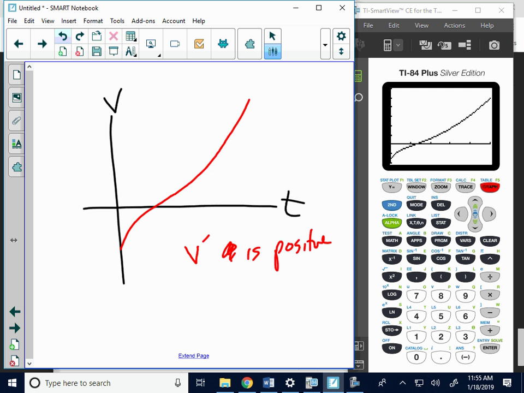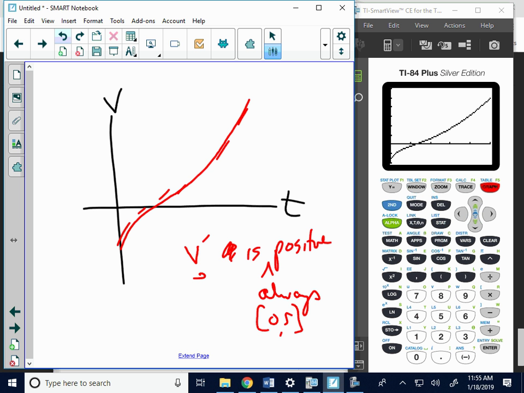The slope is positive, right? Isn't this going uphill? Right? And a derivative talks about slope? Yeah. So when I look at this, I see slopes that are always going up. So we can say V prime is always positive on this interval 0 to 5. Okay, so far so good.